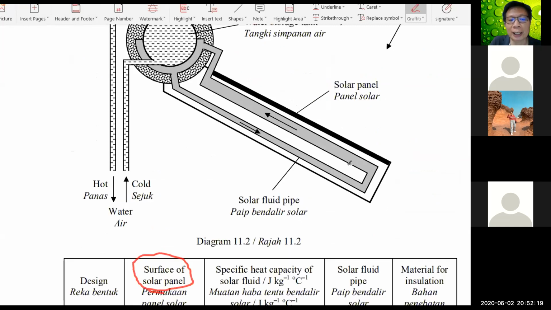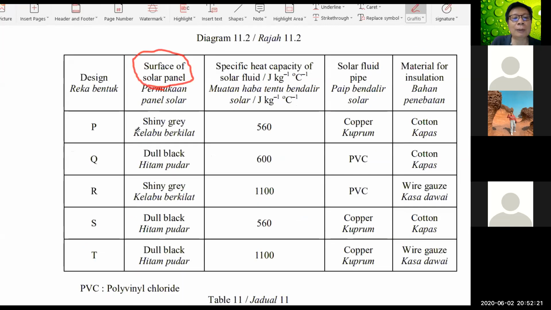Cannot choose shiny, understand? So this one definitely out, shiny out. So the one you have to choose is dull black. Dull means not shiny at all. It won't reflect the light, so it will absorb light better. So all choose dull black. Okay. Then what about the specific heat capacity of the solar fluid?